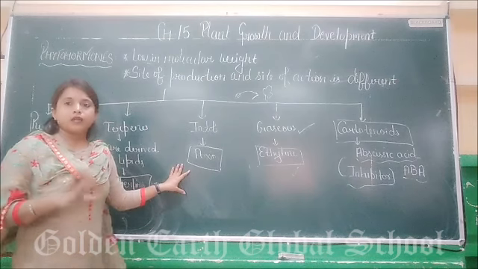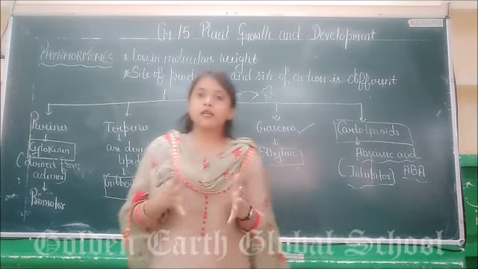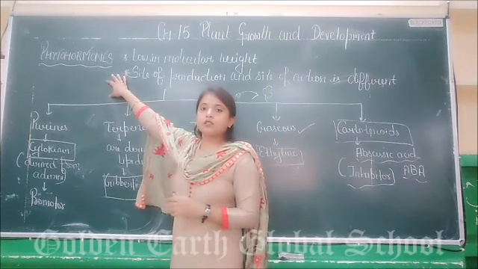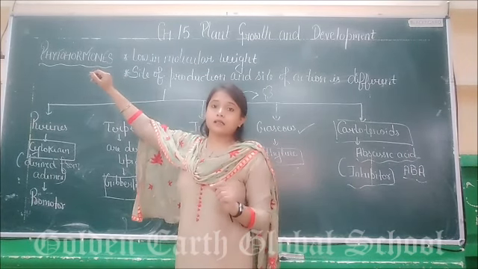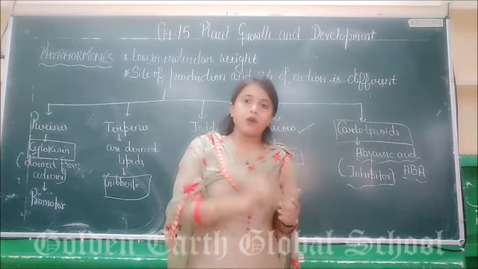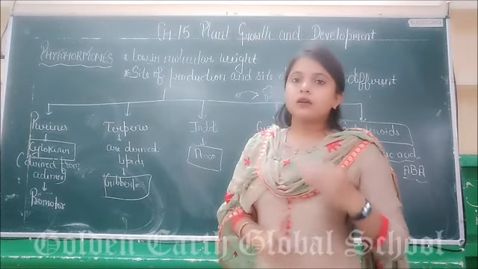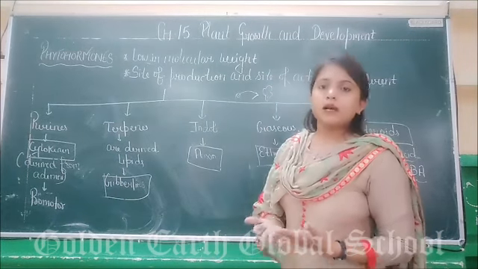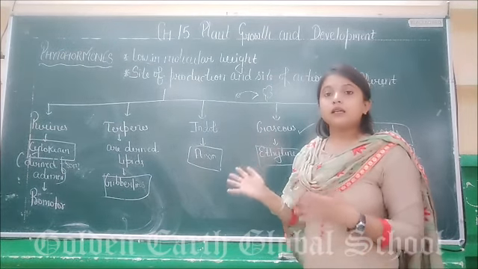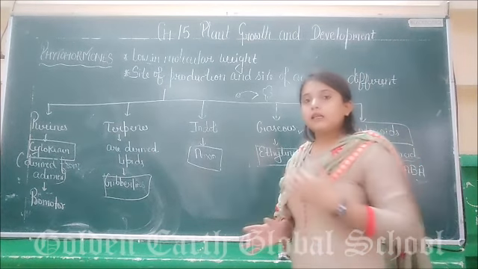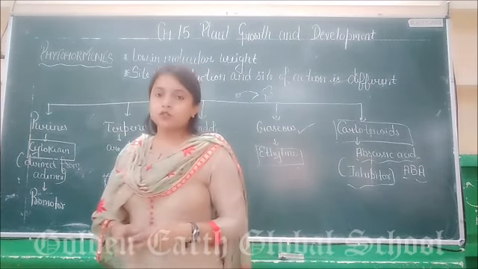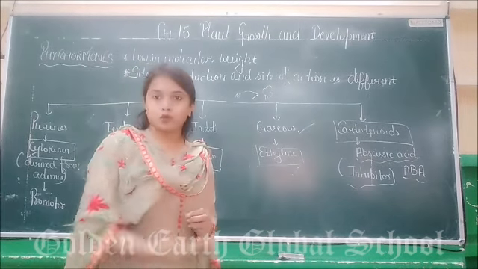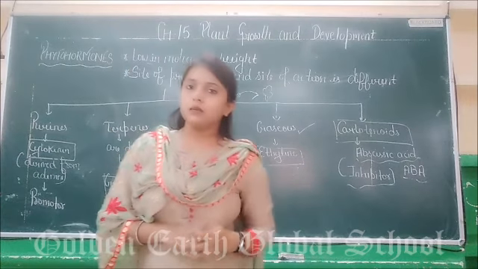Next, we have the 5 categories, right? If you broadly divide the phytohormones, they are basically categorized into 2 categories. One is the plant growth promoting hormones, which are going to promote the growth of the plants, and the other is the inhibiting hormones, which are going to inhibit the growth of the plants, right? So basically they are categorized into 2 general categories: growth promoting hormones and growth inhibiting hormones.